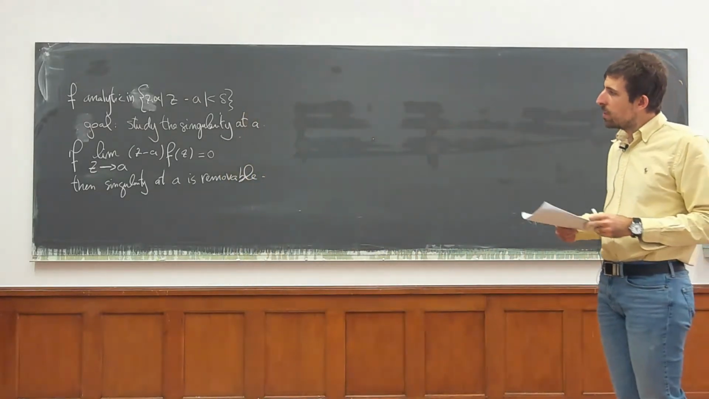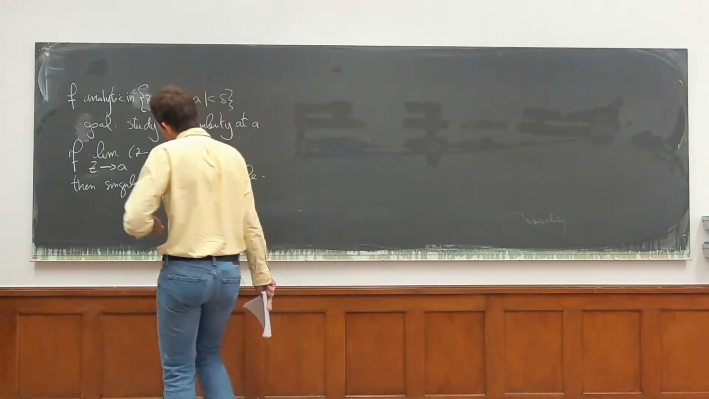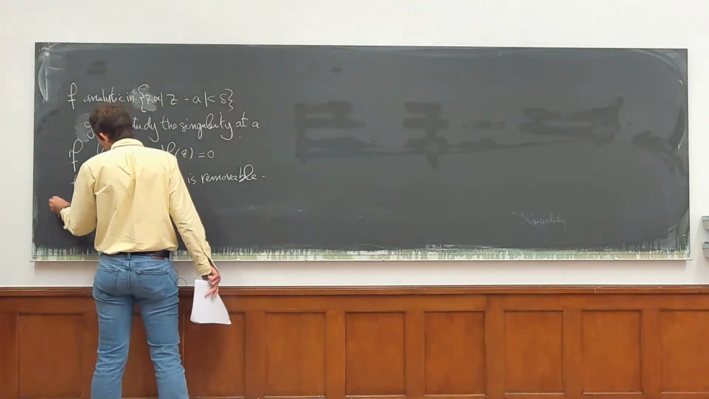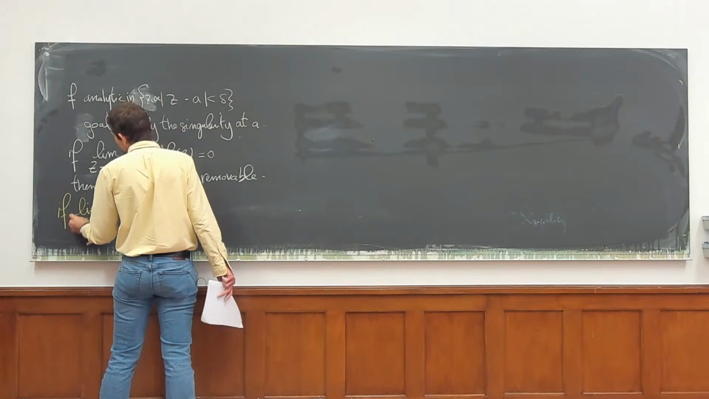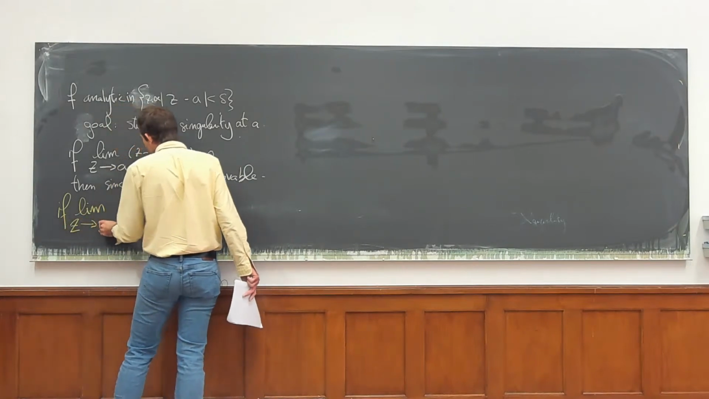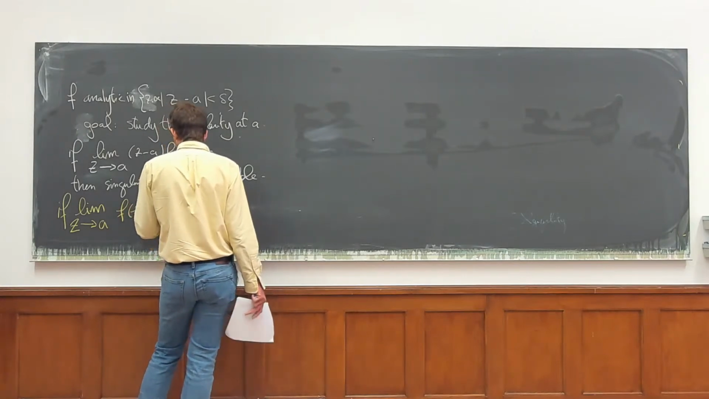Okay, so let's think now of a different scenario, and this scenario is that, let's say, just as I said before, that the limit as z goes to A of f of z goes to infinity.